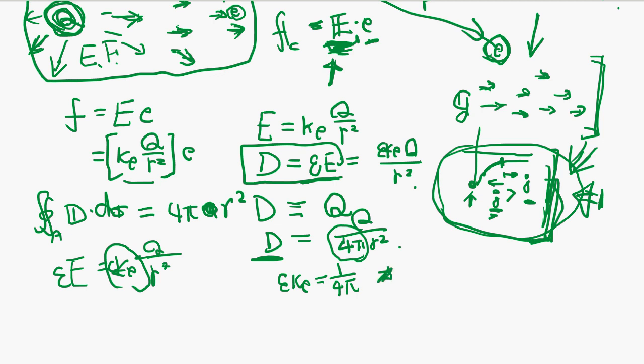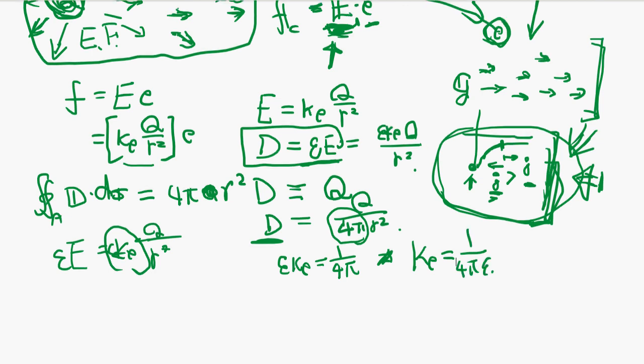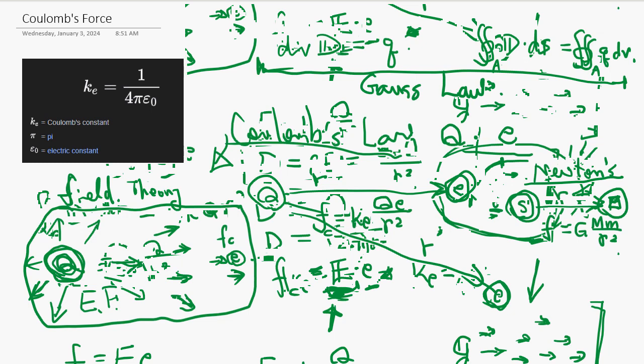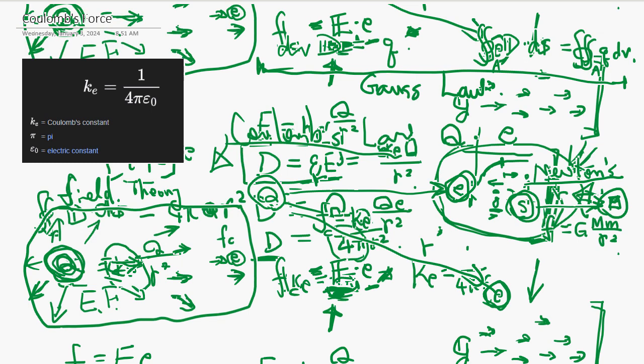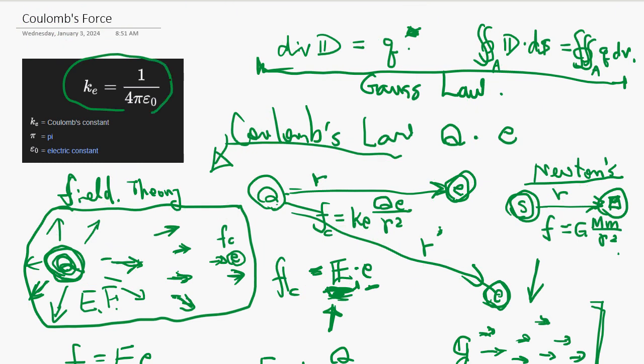That means Coulomb's constant is 1 over 4 pi epsilon. So this is the equation. Okay. So Coulomb's constant is defined by this electric constant. Okay.